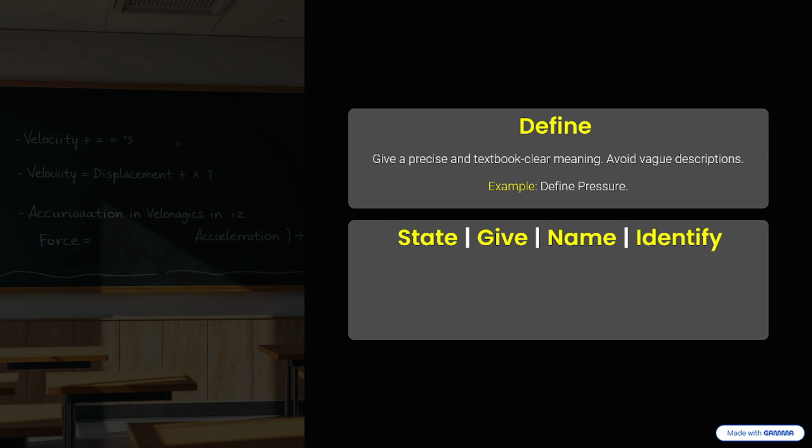The second word is state, give, name, or identify. These all ask you to recall a fact, no need to explain or describe. For example, state the unit of force. You would write Newton, or N, which would be considered right because N is the symbol for Newton. Another example is: identify the component that controls current in a circuit. Your answer would be variable resistor. See, these are just one or two words. Keep it to the point.